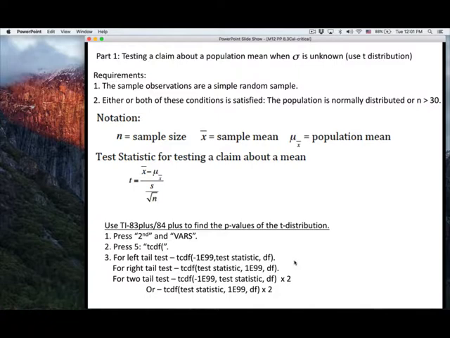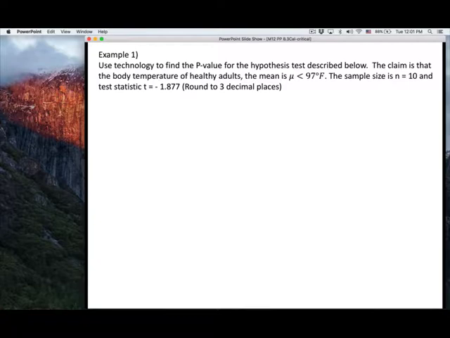Okay, let's look at the example. The first one: use technology to find the p-value for the hypothesis test described below. The claim is that the mean body temperature of healthy adults is strictly less than 97 Fahrenheit. The sample size is n equal to 10, and the test statistic is t equal to negative 1.877. So this is going to be your original claim. The original claim statement is given: the mean strictly less than 97 Fahrenheit.